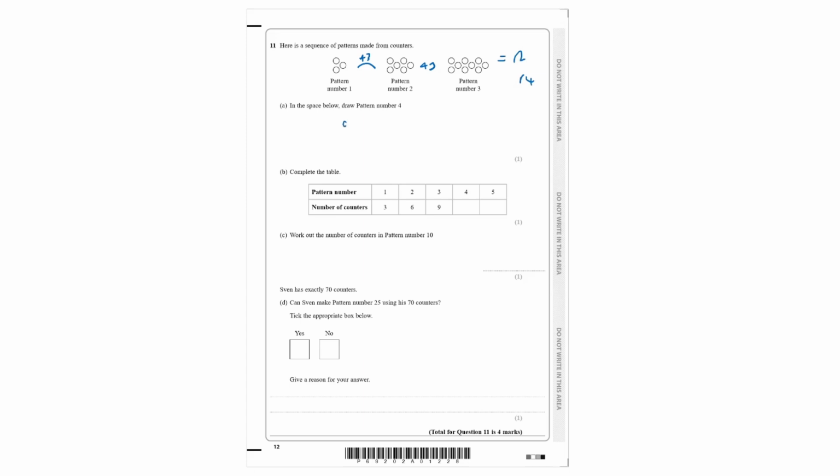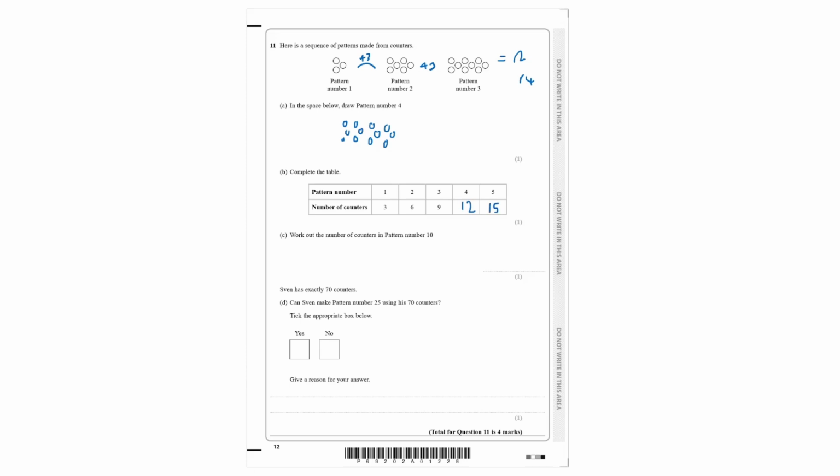So we can draw here 1, 2, 3, 1, 2, 3, 1, 2, 3, 1, 2, and 3. Complete the table. Pattern number 1, 2, 3 are given, but pattern number 4 and 5 are not given. Pattern number 4 we already found to be 12. As said before, we simply add 3, so 3 plus 12 is 15.